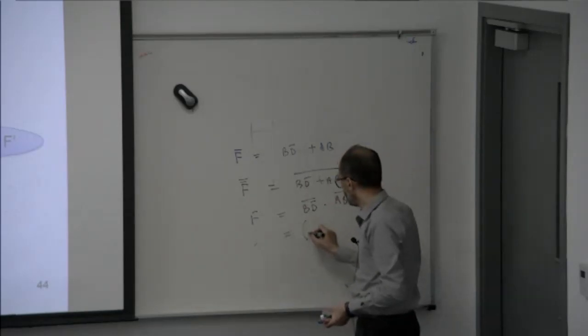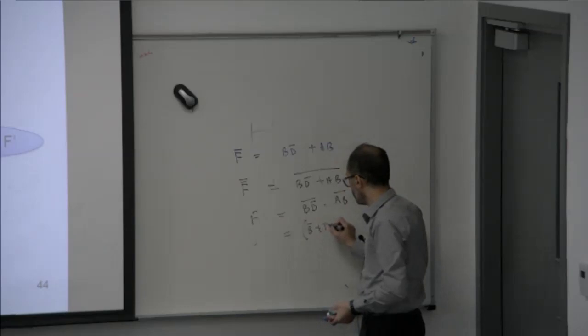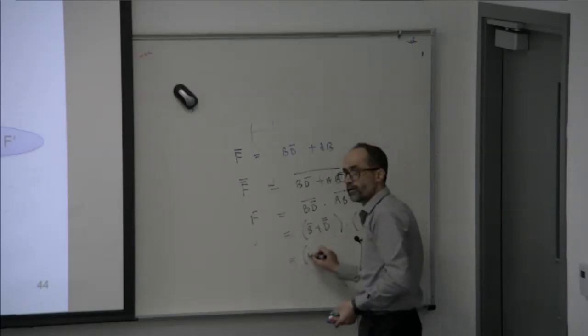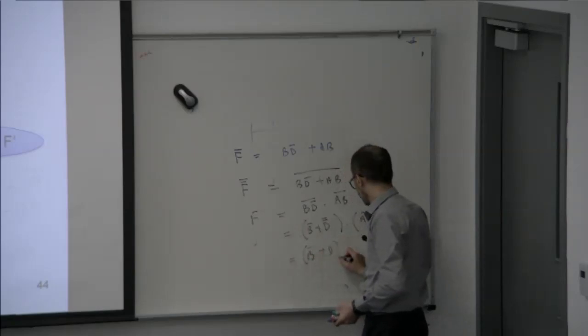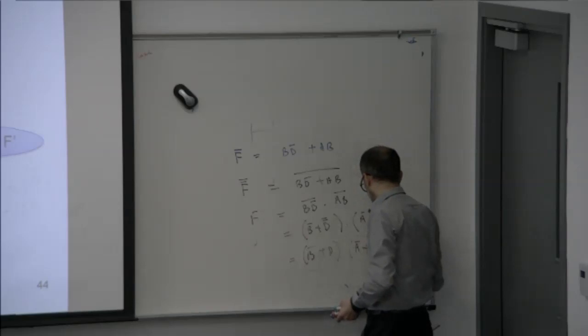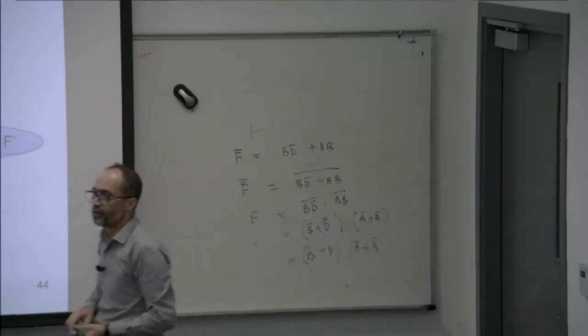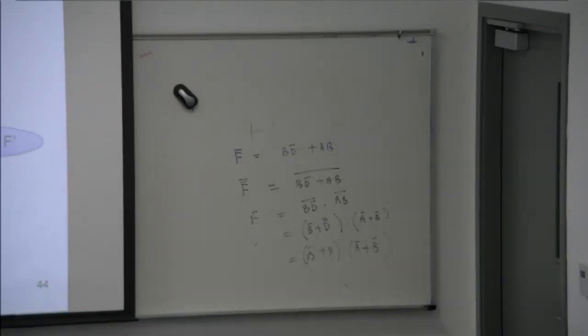This is D double bar dot A bar B bar... and this is what? This is how we get the POS expression. So now we apply De Morgan's theorem, we do this, and do this, and then. Got it? But now it's important. Please look here, this is very important.